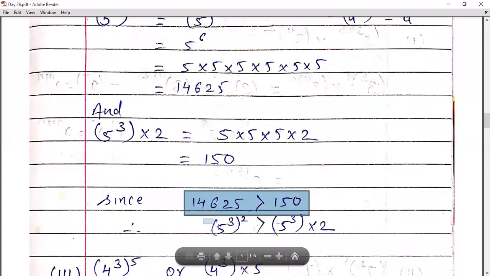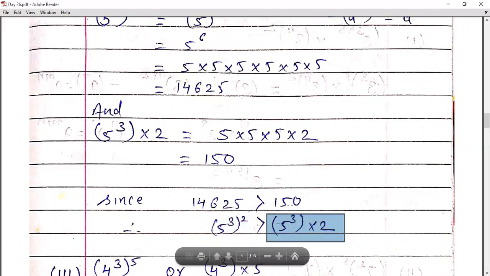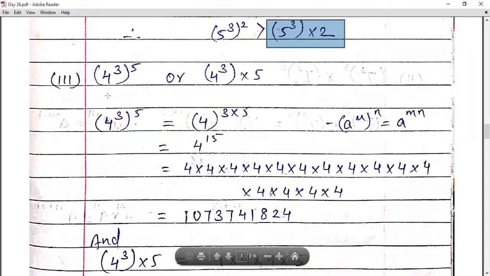Therefore, the exponential form of 14,625 will be greater than the exponential form of 150. So 5 raised to 3 the whole raised to 2 is greater than 5 raised to 3 into 2. Part 3. 4 raised to 3 the whole raised to 5 or 4 raised to 3 multiplied by 5. Again, solving 4 raised to 3 the whole raised to 5, the powers will get multiplied. 3 into 5 will give you 15.